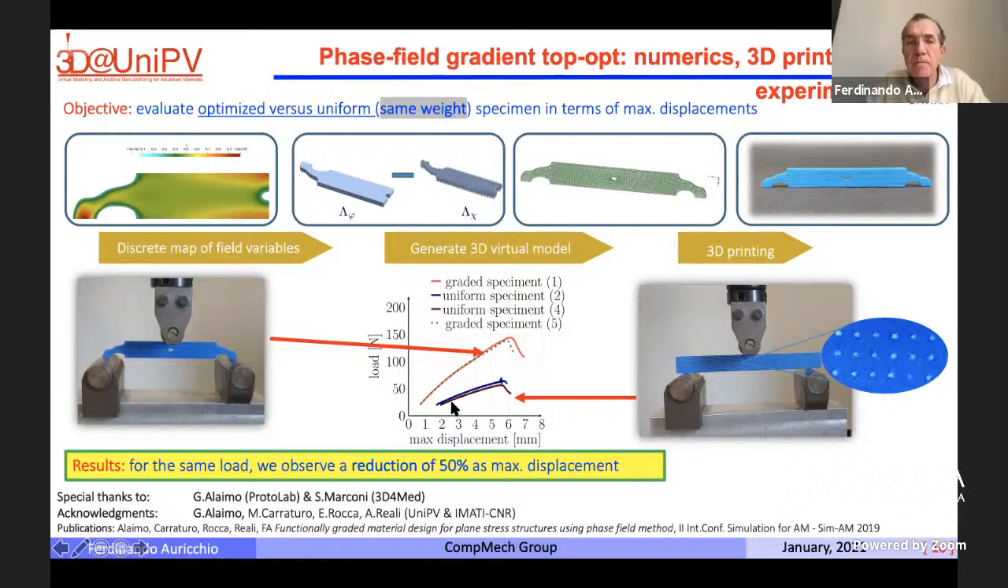And then you can do the experiments, and very interestingly, you can see that, for example, for the same amount of displacement, the optimized structure is much stiffer than the non-optimized one. So really, the optimization schemes work, and you can see this also from the practical point of view.